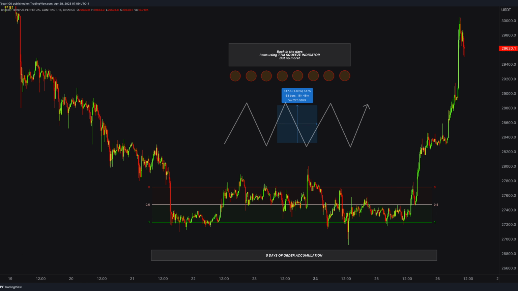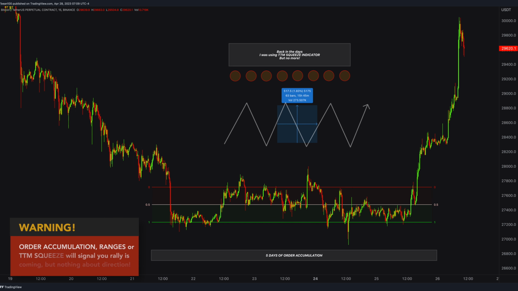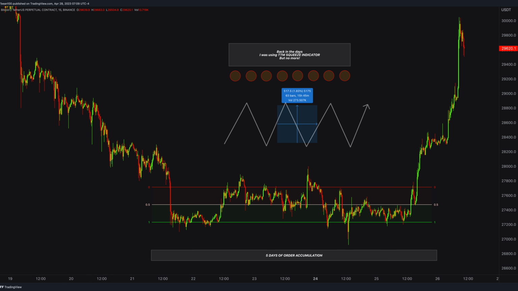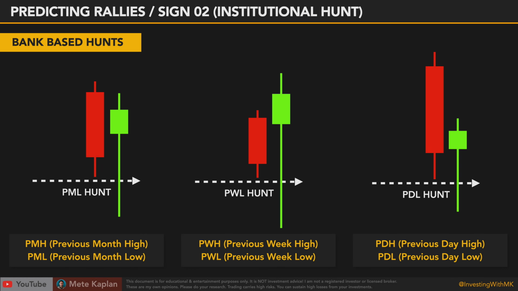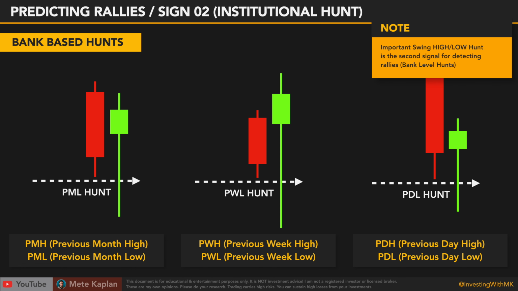Okay, all good, but ranges and order accumulation will only signal you a rally coming. It does not give you a sign of which side, a big move up or down. This is only a beginning phase of a rally. You need multiple elements of signs to come together, like all the stars align in a straight line in the galaxy. Generally, the second sign of a massive rally is institutional level liquidity hunts.